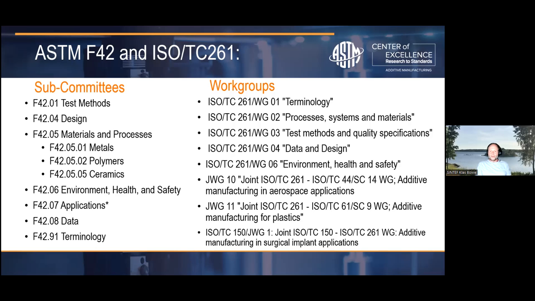In ISO, you have work groups for terminology, process systems and materials, test methods for qualifications, data and design, environmental health and safety. And then there are joint working groups with other ISO committees, for example, between TC261 and TC44 for aerospace applications. There's one for plastics between TC261 and TC61, and one for surgical implants between TC261 and TC150. This is to make sure that we have as wide a perspective of necessary expertise as possible, and also that people agree to use the same standards. But sometimes it can be very difficult to make all of these people from all these different backgrounds agree on the same standard. So that's a big work.